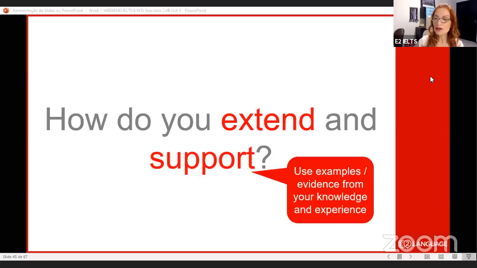So always use examples and evidence from your knowledge and experience. That's much easier to write about. As mentioned, you can also take a general example and make it a little bit more focused. So for example, in Canada or Canadian government or Indian government, you can use that.